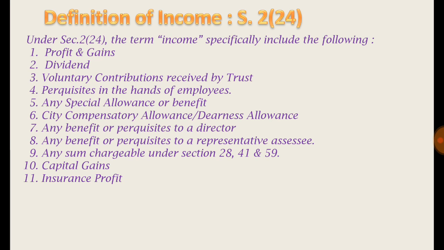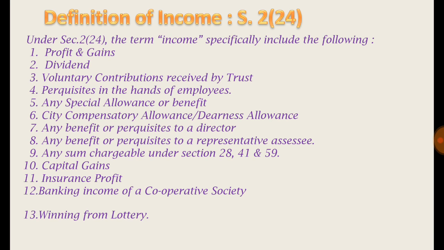Then insurance profit, this is also income. This relates to profit of insurance companies, business and profession, etc. Then banking income of a cooperative society, this is also income. There are many cooperative societies which work for their members, and they can issue loans and charge interest to their members. So if they get a benefit by banking activities, it is also considered income of such persons, so that can be taxed. Then the winning from lottery.